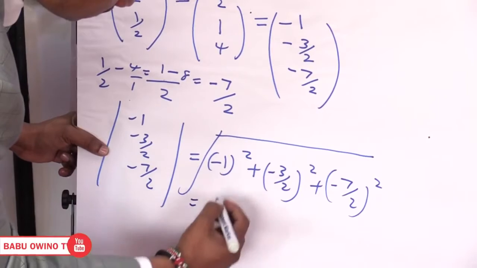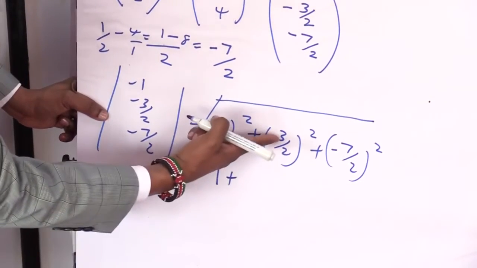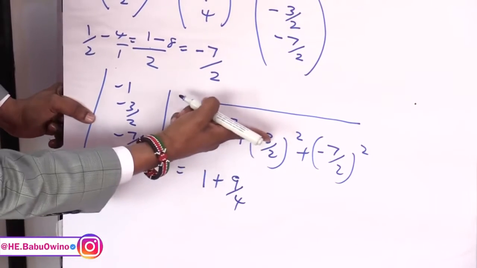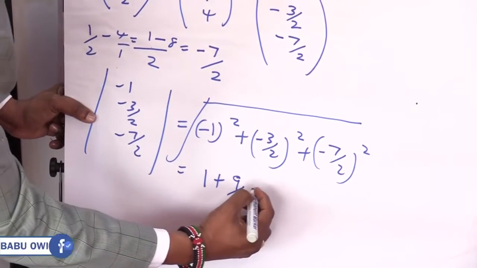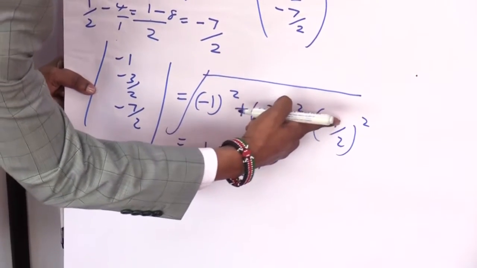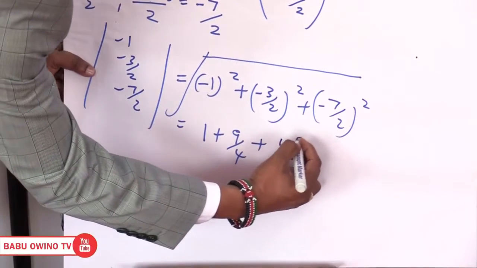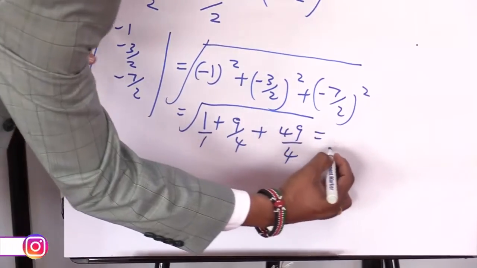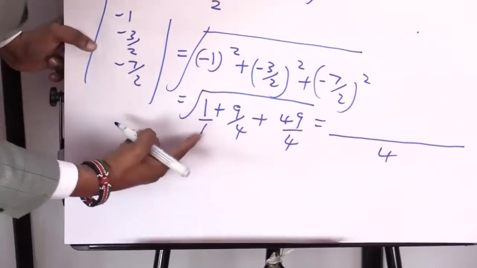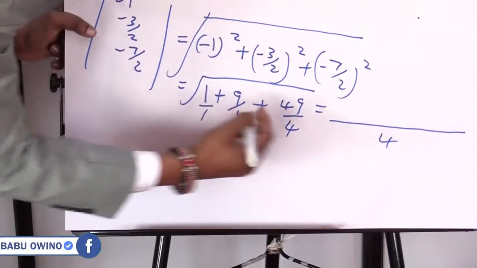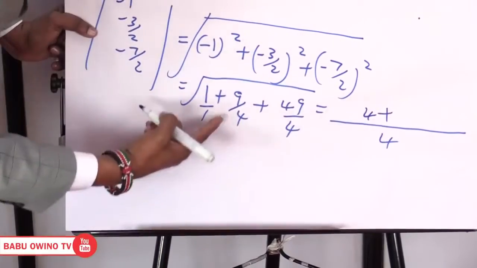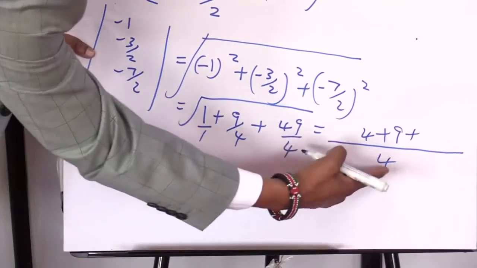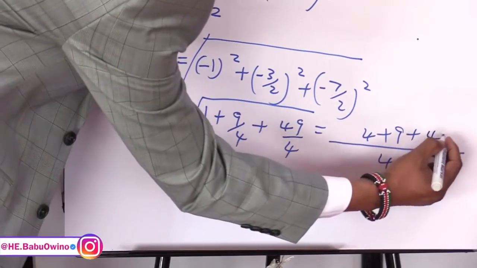So this comes to minus 1 squared is 1, plus minus 3 over 2 squared is 9 over 4. You square 3, then you square 2. So 3 squared is 9 over 2 squared is 4, plus minus 7 over 2 squared is 49 over 4. Then into the square root. So get the LCM, which is 4. 1 goes into 4 four times. 4 times 1 is 4, plus 4 into 4 once, 1 times 9 is 9, plus 4 into 4 once, 1 times 49 is 49.